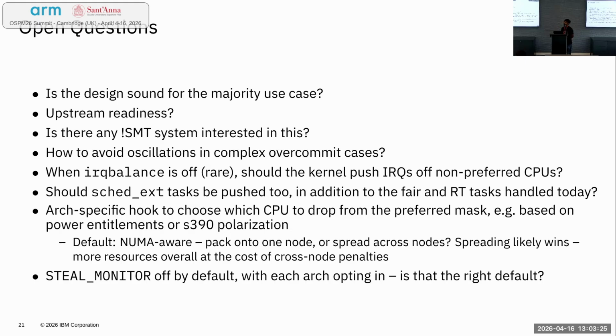Currently the active mask is only used during hotplug to bridge the gap between starting to take a CPU offline and it actually being offline, with all tasks pushed off.